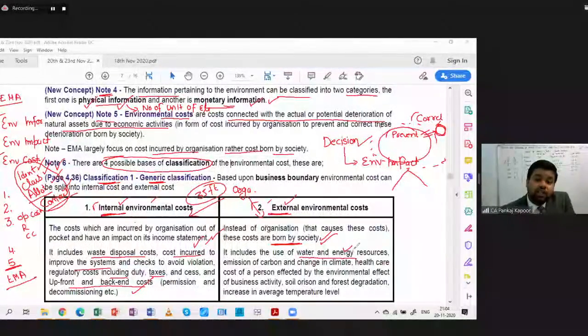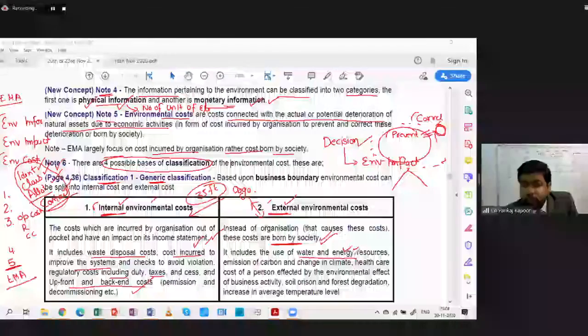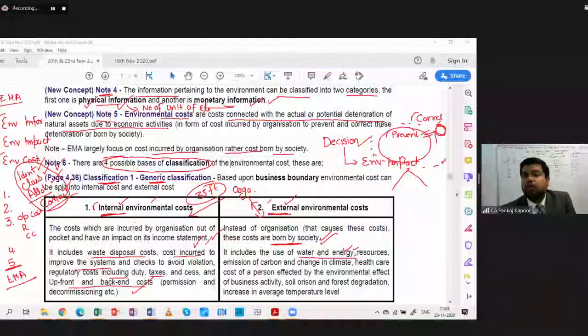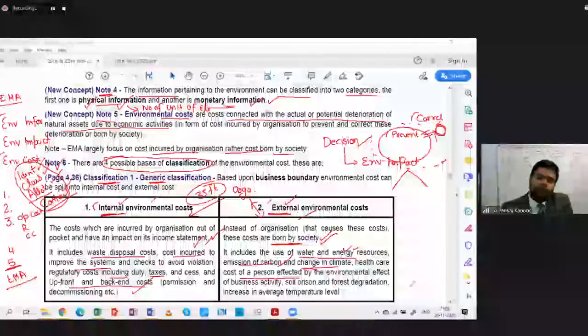If we are consuming energy generated from non-renewable resources like carbon, it means we are consuming a resource which is limitedly available. We are harming the ecology. Further, emission of carbon, who bears the threat? Who is affected by the ultraviolet rays? Obviously, society at large, the change in the climate, the health cost which is borne by the people. So these are considered as the external environment cost.